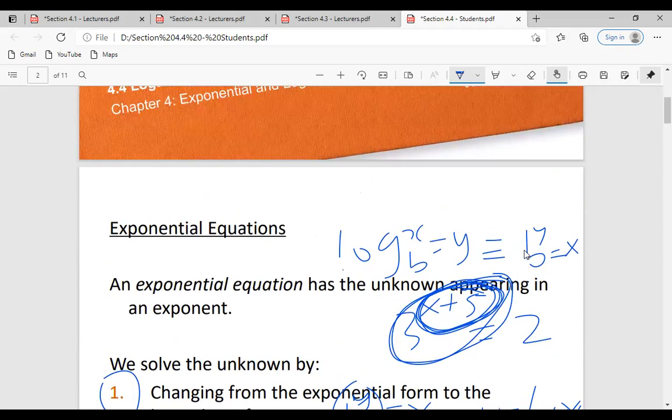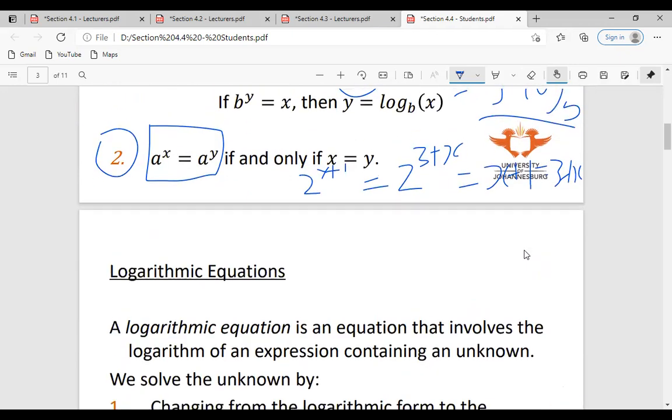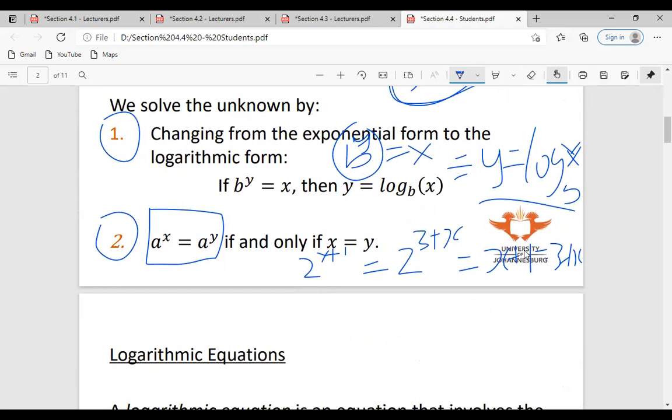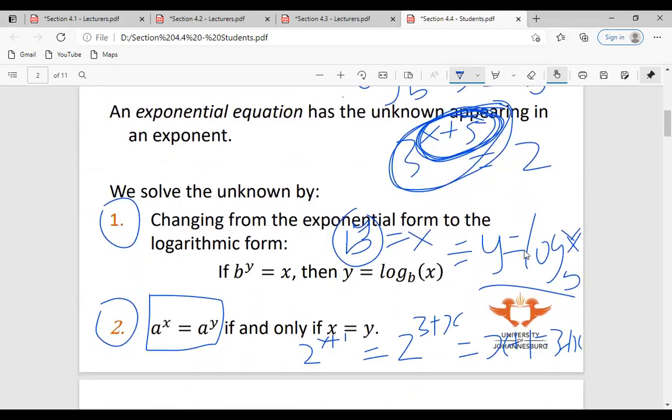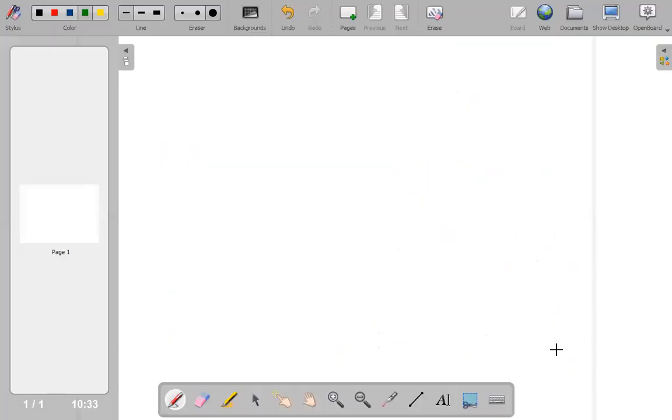Let us look at a few examples first of all before we move over to seeing how to do the log equations. Let us look at a few examples on solving the exponentials. Look at this example, for instance. It says solve for x in the following: 3 to the x plus 5 is equal to 1. I want to solve for x, but x is in the exponent.